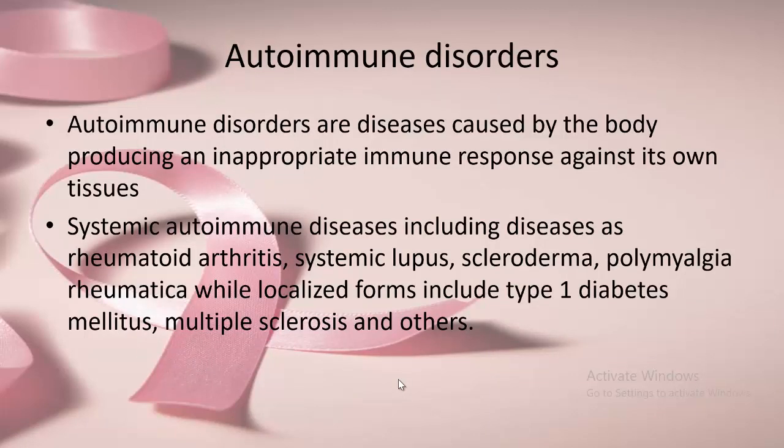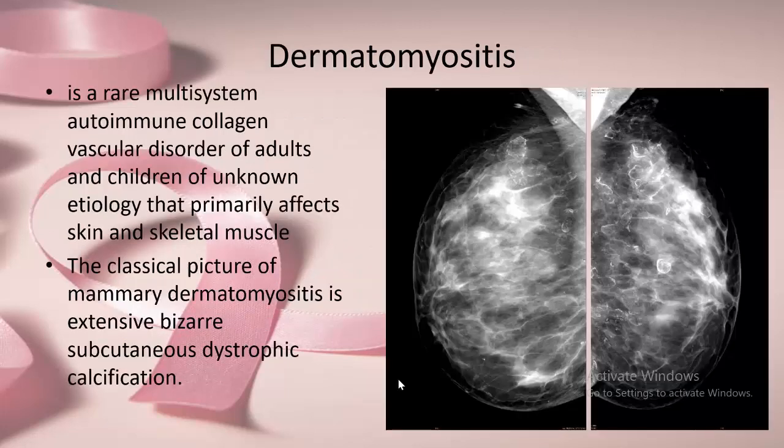Then we come to another entity very important in breast diagnosis, the autoimmune disorders. Autoimmune disorders are diseases caused by the body's production of an inappropriate immune response against its own tissue. Systemic autoimmune diseases include rheumatoid arthritis, systemic lupus, scleroderma, polymyalgia rheumatica, while localized forms include type 1 diabetes and multiple sclerosis and others. All these are the systemic autoimmune diseases.